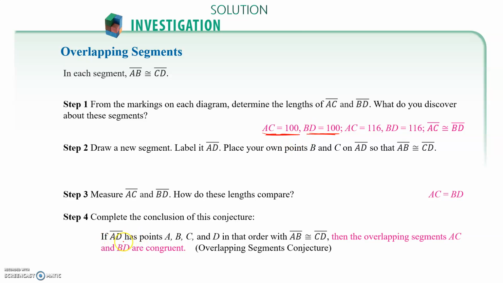So if AD has points A, B, C, and D in order, with AB equaling CD, then the overlapping segments AC and BD are congruent because you're adding the same thing to each of the original pieces. So here is AB, here was CD, they are equal to each other. If I add the same thing onto AB and the same thing onto CD, then these two segments are also going to be equal.